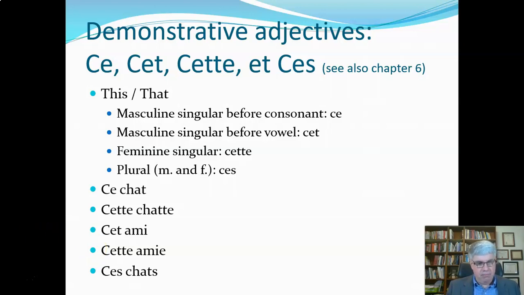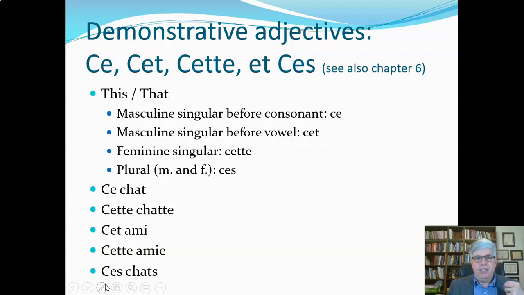And then ces chats would be, this is plural, we've got the S there. Ces chats would be these cats or those cats. So here it's pronounced ce chat, here it's pronounced ces chats. Now notice that chat singular and plural are pronounced the same. It's just the demonstrative adjective in front that indicates whether it's singular or plural in the spoken language. Ce chat is singular, ces chats is plural.